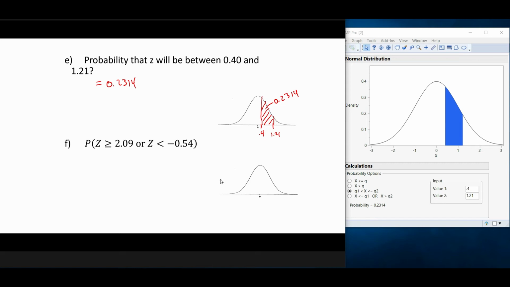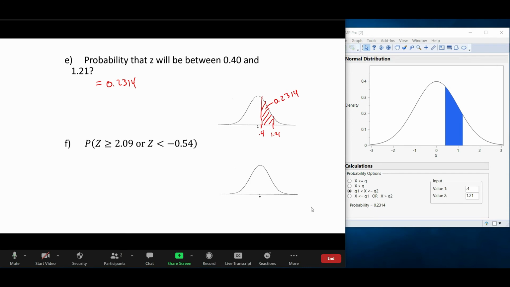Now here's an interesting one. This one's asking us the probability that z is greater than or equal to 2.09 or z is less than negative 0.54. So this is asking us for some tail values, but this is the first one we've seen where they haven't been symmetric. They haven't been the same value. And that's okay. There's no problem with that. We'll just make sure that we specify it correctly.